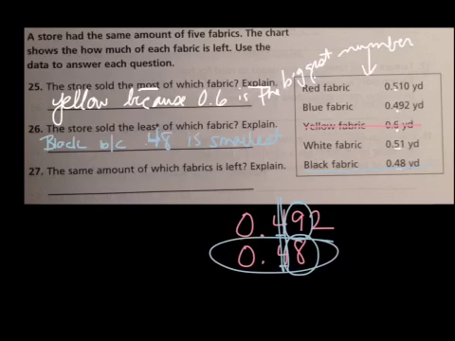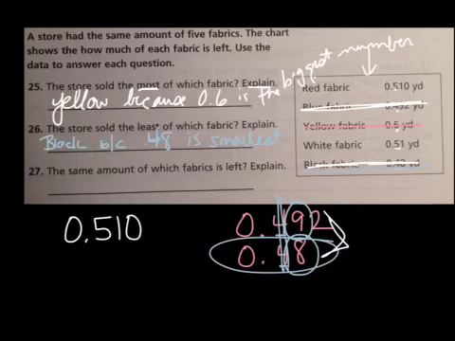Finally, it asks us whether there's the same amount of two fabrics. Well, first of all, we know that black and blue are not the same because we just wrote that down here and they aren't the same. So let's look just by chance and see. We have red is 510 thousandths. I'm going to line up my decimal points and I'm going to write 51 hundredths.